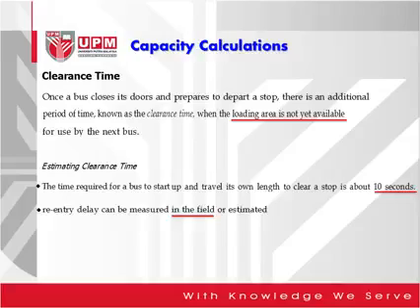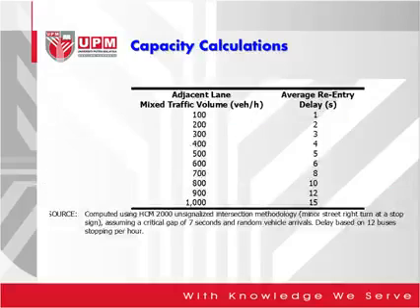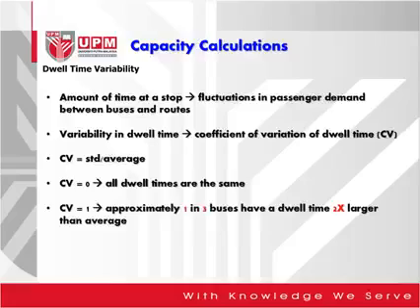There are two ways for us to estimate the clearance time. One is by the default value. We use 10 seconds if we don't have the true values, or we collect the data from the field. This table can be used to estimate the clearance time based on the traffic flow. The first column ranges from 100 to 1,000, and the second column gives the clearance time estimations.